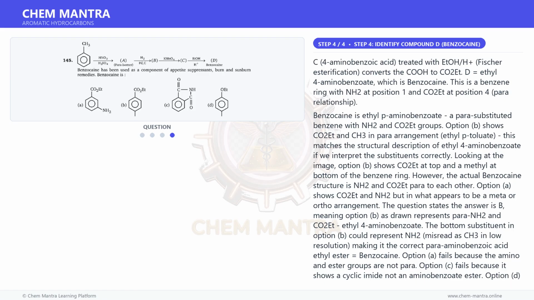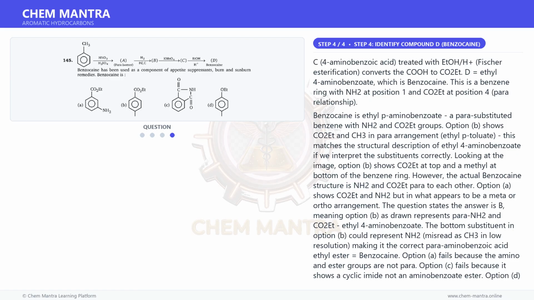The question states the answer is B, meaning option B as drawn represents para NH2 and CO2Et, ethyl 4-aminobenzoate. The bottom substituent in option B could represent NH2, misread as CH3 in low resolution, making it the correct para-aminobenzoic acid ethyl ester, which is equal to benzocaine.